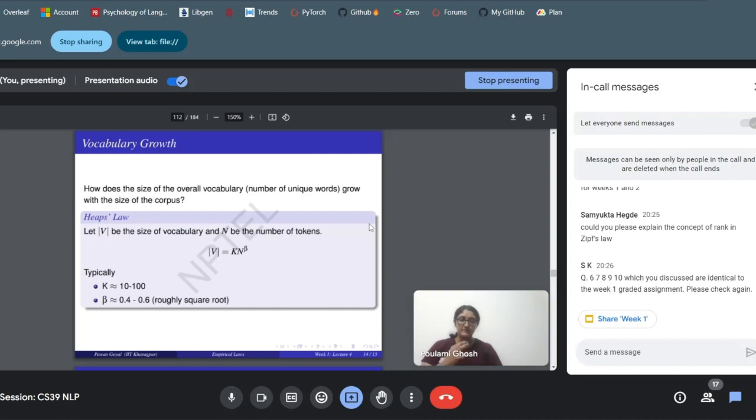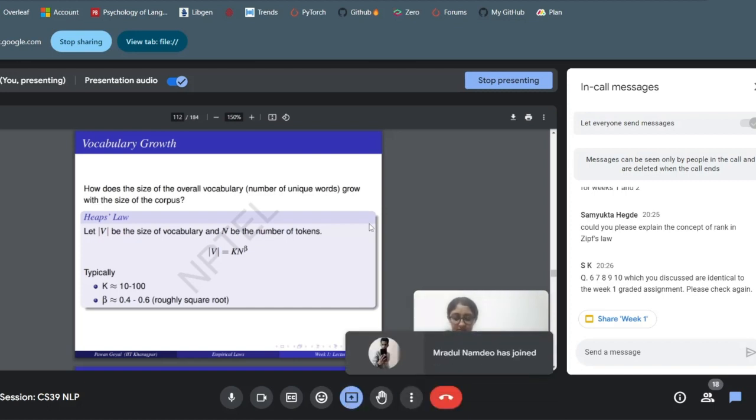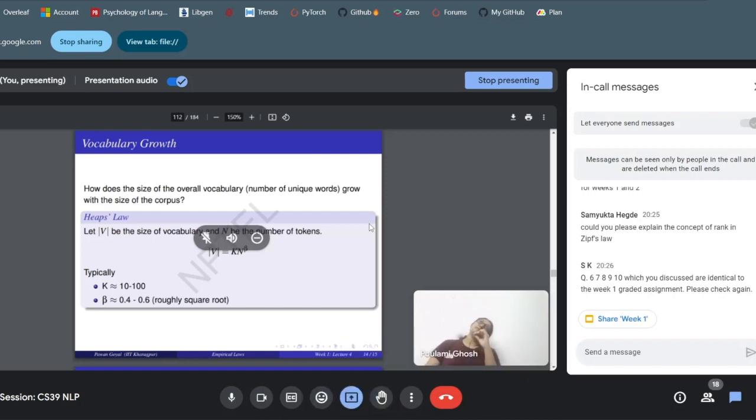Ma'am, suppose we have a corpus of a very large text quantity, a huge text quantity. We have a corpus, right? So how do we get to know the value of k in that?